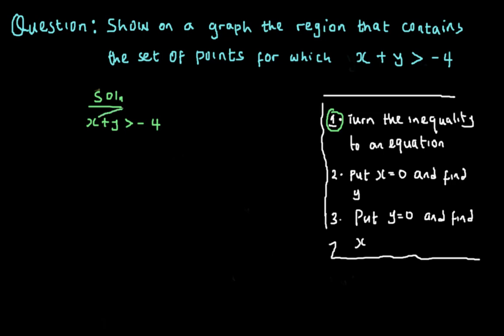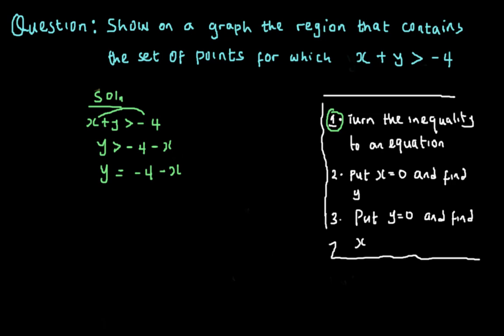So we take x to the other side. We are going to be having y is greater than minus 4. When plus x crosses the inequality symbol, we are going to be having minus x. Now we can take step 1, turn the inequality to an equation. So we'll be having y equals minus 4 minus x.